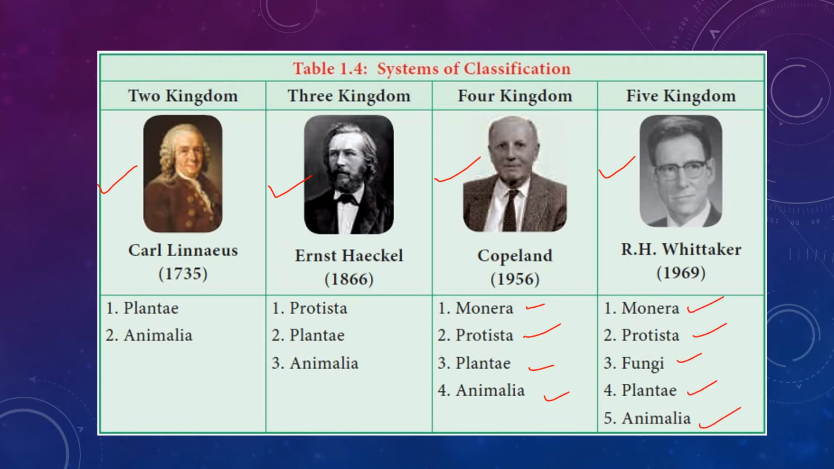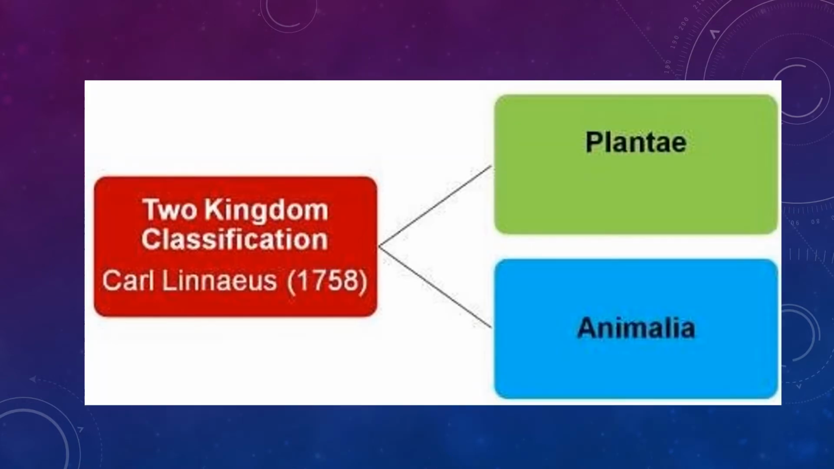Fungi, Plantae, and Animalia. Next, in the following slides we will discuss the two kingdom system of classification, then the three, then four, and then the five kingdom system of classification. Initially, let's begin with the two kingdom classification. This was postulated by Carl Linnaeus in the year 1758. So the two kingdom classification was Plantae and Animalia, in which plants were included in Plantae and animals were grouped into the Animalia kingdom.